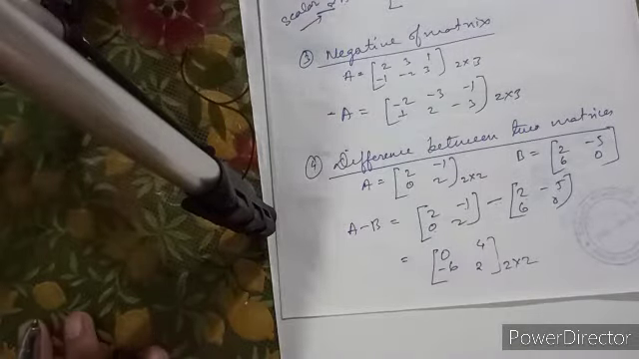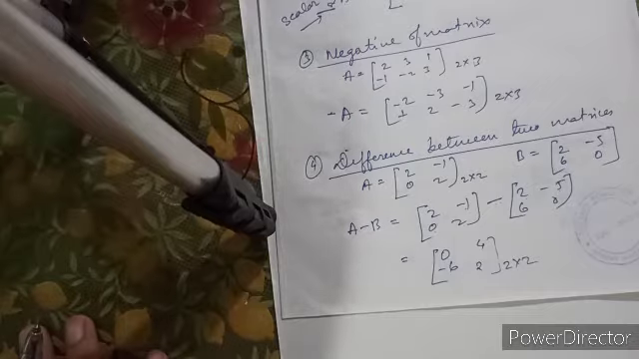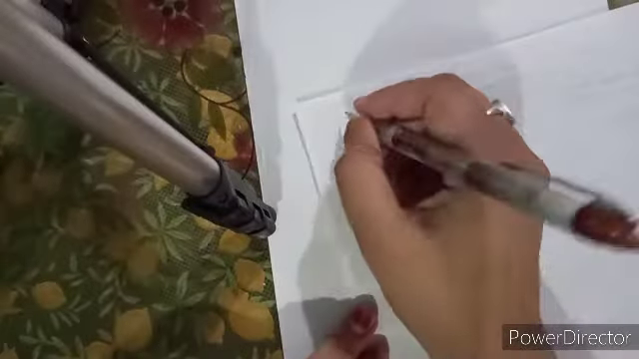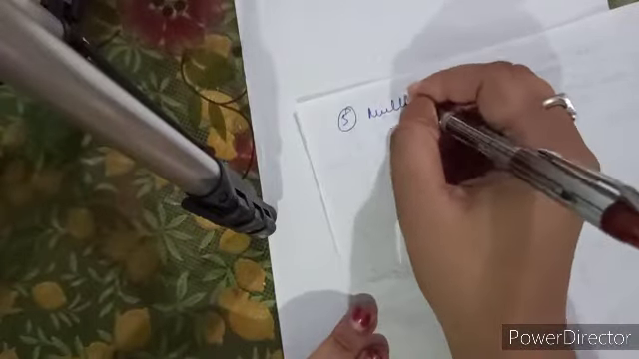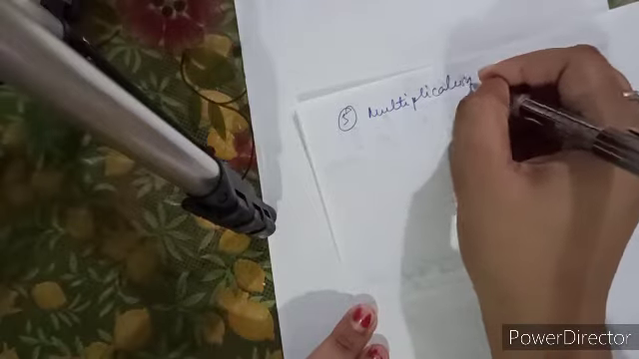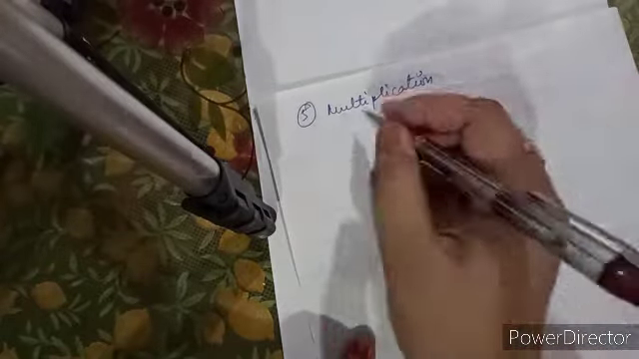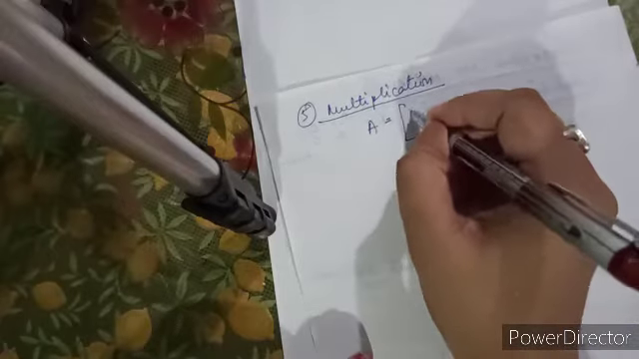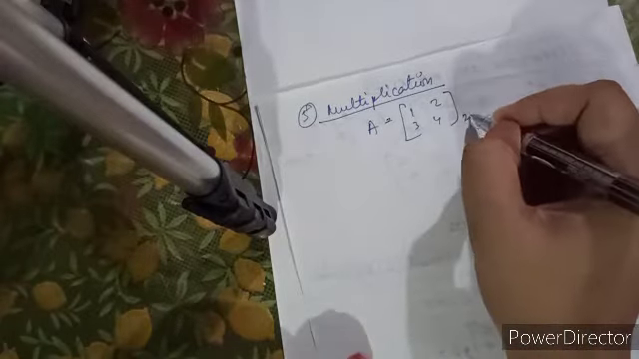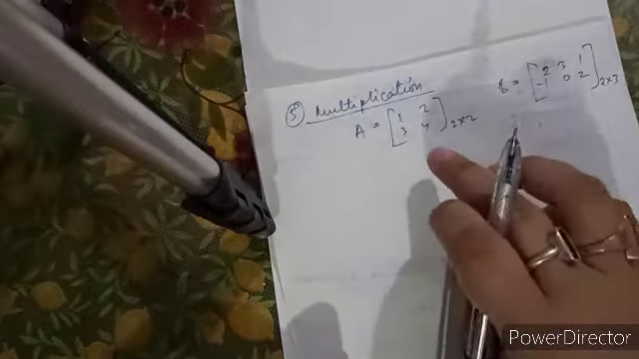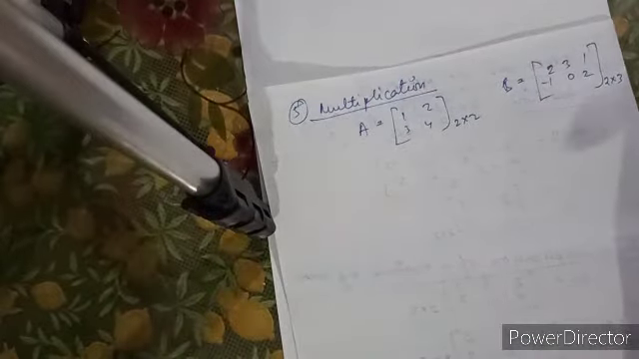So these are the 4 operations we can do in a matrix. Next, the fifth is multiplication of two matrices. So next is the multiplication between two matrices. 1, 2, 3, 4, that is 2 by 2, and I am writing 2, 3, 1, -1, 0, 2, which is 2 into 3.